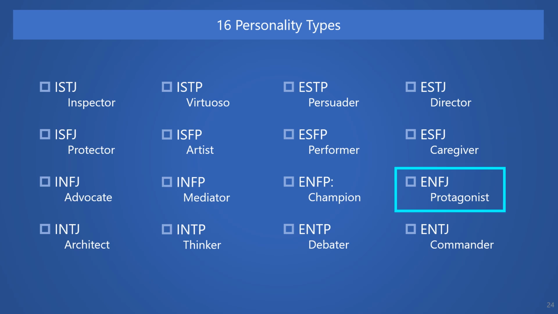ENFJ. Extroversion, intuition, feeling, judging. The protagonist. Charismatic, inspiring, and altruistic. ENTJ. Extroversion, intuition, thinking, judging. The commander. Assertive, strategic, and efficient.